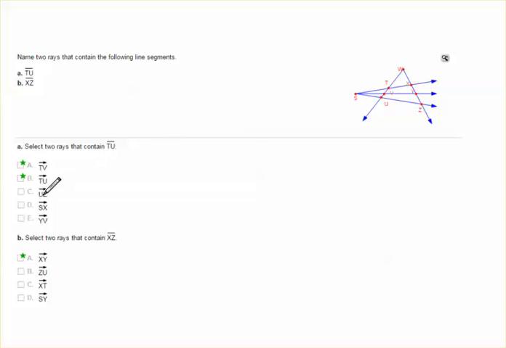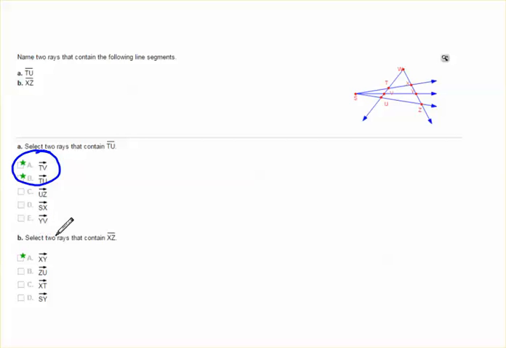That would be a possibility. Now we cannot call it UZ because UZ is a completely different ray. Likewise, SX over here is a completely different ray. And YV is this ray right here. That's a completely different ray. So we could only use these two.